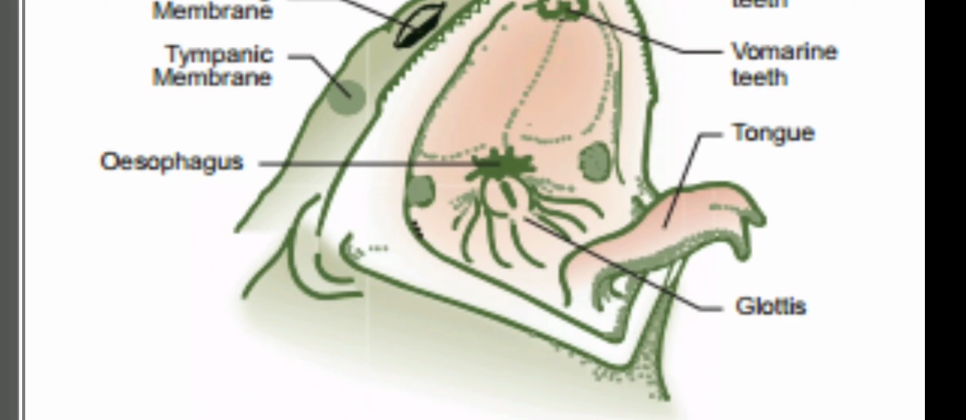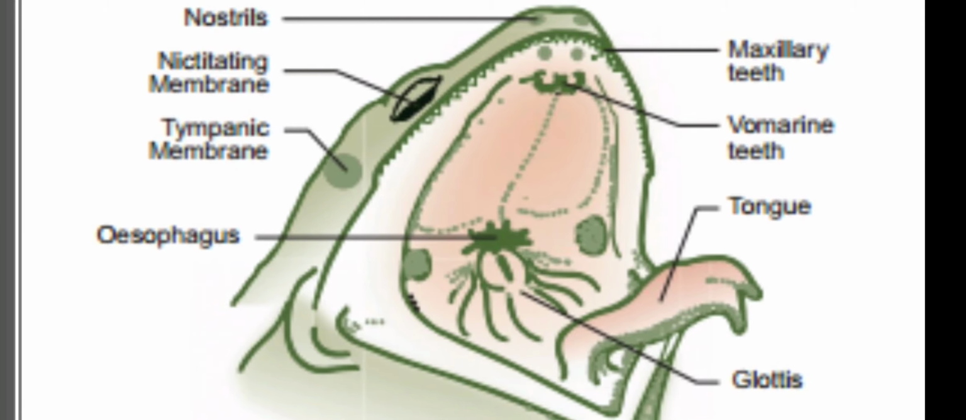A row of small posterior maxillary teeth is found on the inner region of the upper jaw. In addition to that, vomerine teeth are also present as two groups, one on each side of the internal nostril. The lower jaw is devoid of teeth. In the lower jaw there are no teeth.